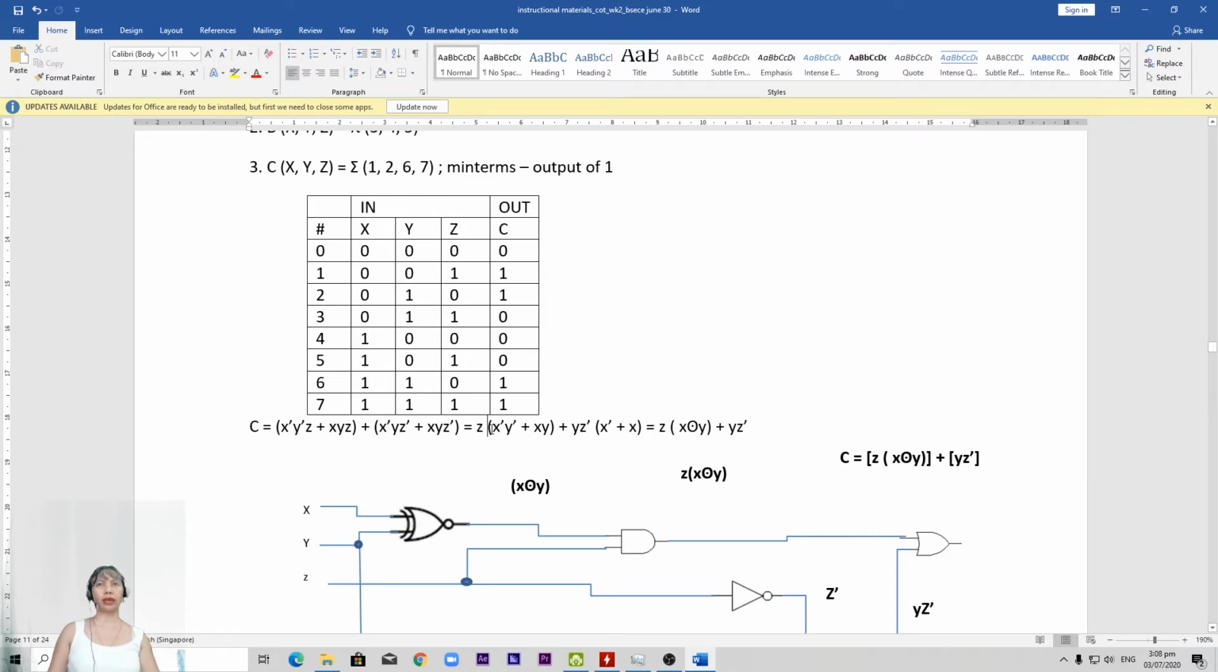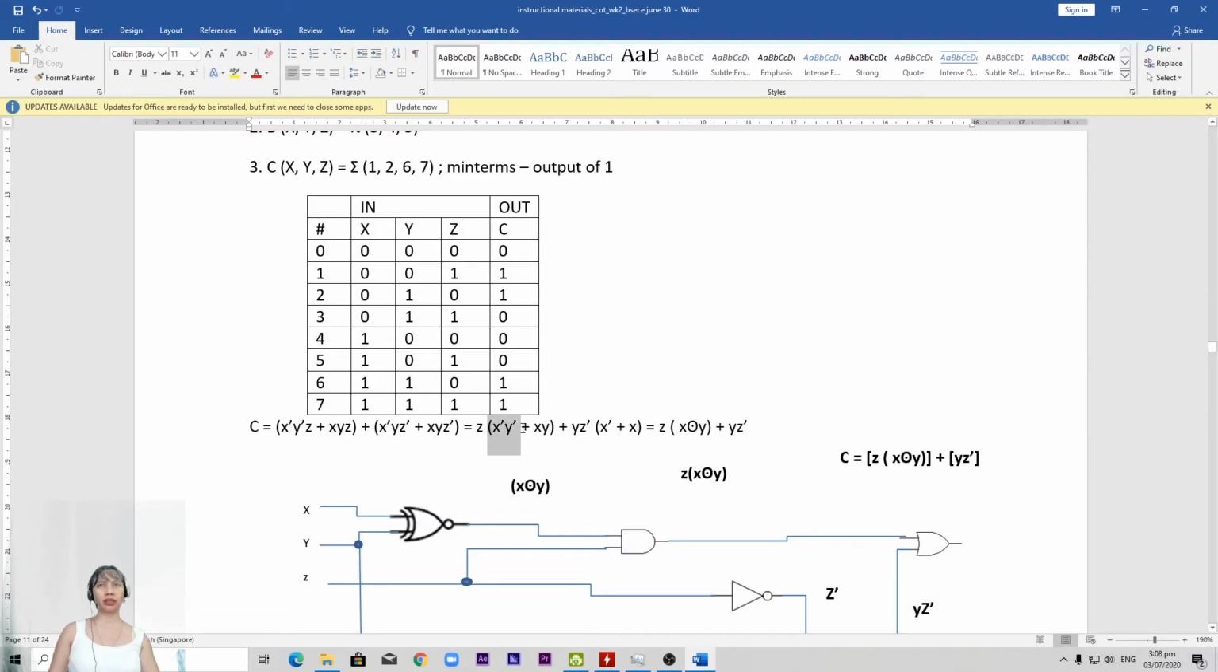So we have x prime, y prime plus xy. And for this one, we factor out yz prime: yz prime times x prime plus x. Okay, so x prime plus x is 1. That's why we have simply yz prime here.